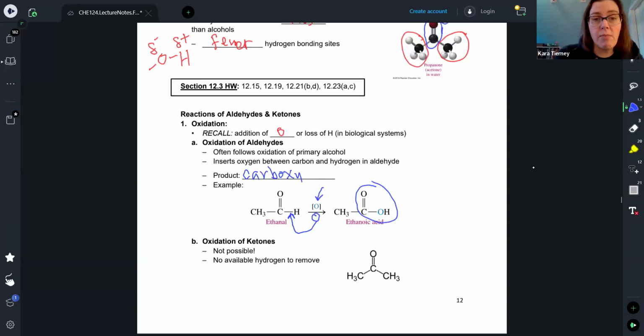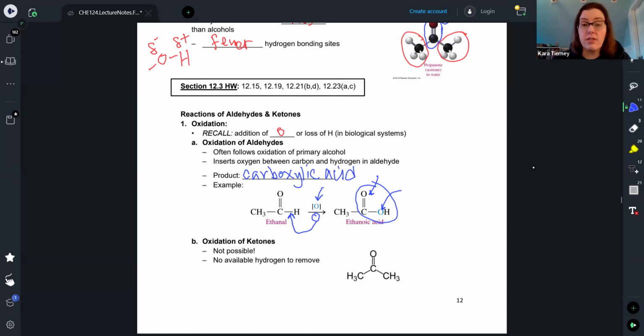If you recall, carboxylic acids are a combination functional group where you have the C double bond O, that's the carbonyl, and then coming off the same carbon is an alcohol group. So that occurs in aldehydes. Interestingly, it cannot occur in ketones.